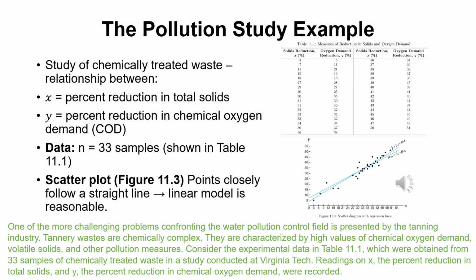Let's look at a real example. This comes from a study on water pollution in the tanning industry. Tannery wastes are chemically complex, with high chemical oxygen demand and other pollutants. The researchers collected 33 samples of chemically treated waste. They recorded x equals % reduction in total solids, and y equals % reduction in chemical oxygen demand. We want to see if reducing solids predicts a reduction in oxygen demand. This dataset will be used throughout the chapter to illustrate concepts.